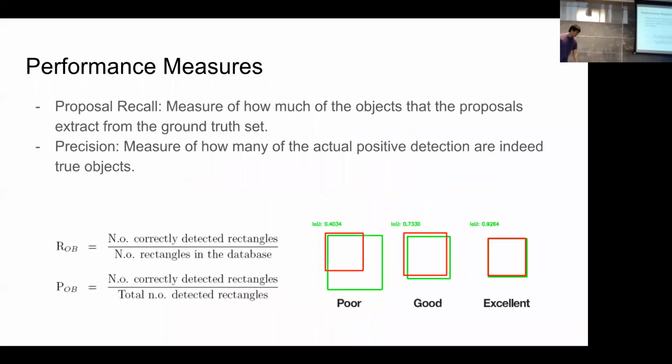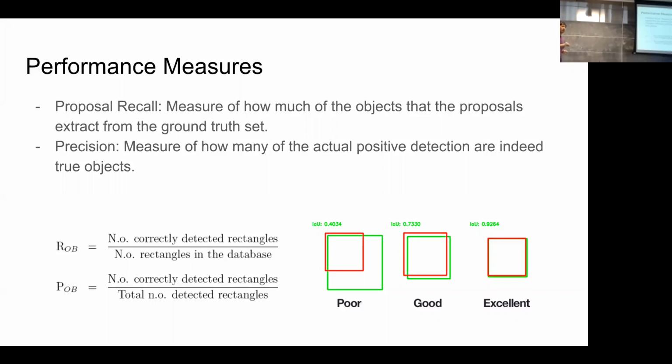I'll just give a very brief review of the performance measures before I talk about how well it did in certain aspects. Proposal recall is what we generally want to look at when we evaluate different proposal methods. It's the measure of how many of the objects in the ground truth set the proposal extracts. So this really counts on how much precision you get later down the road. And precision is the measure of how many of the actual positive detections are indeed true. You can calculate these two based on these equations.